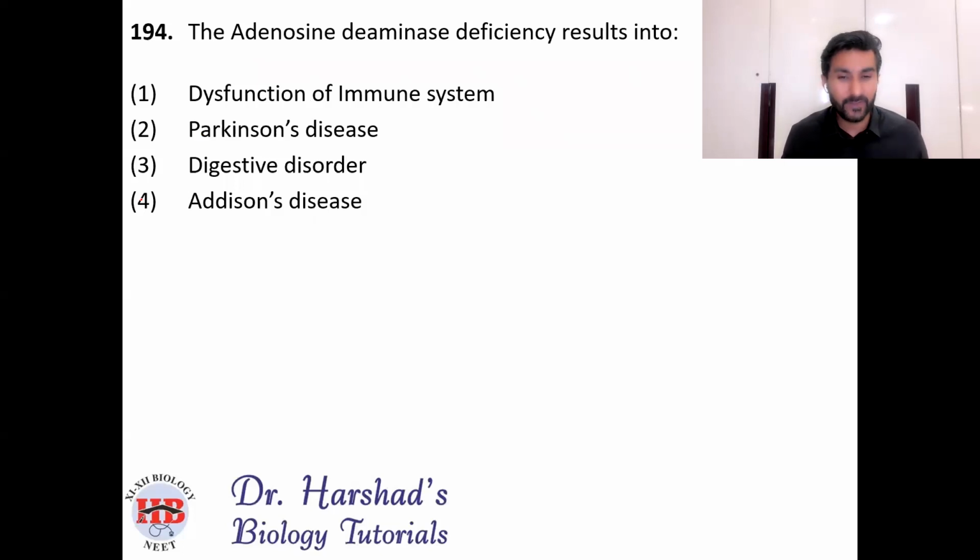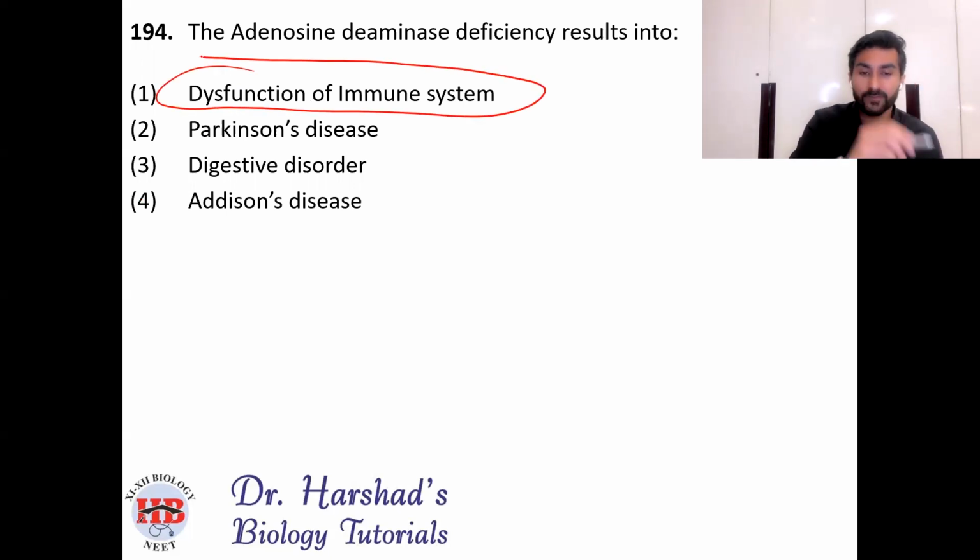Adenosine deaminase deficiency is the deficiency I spoke about before. It occurs because of lymphocyte enzyme deficiency, and that leads to dysfunction of your immune system.